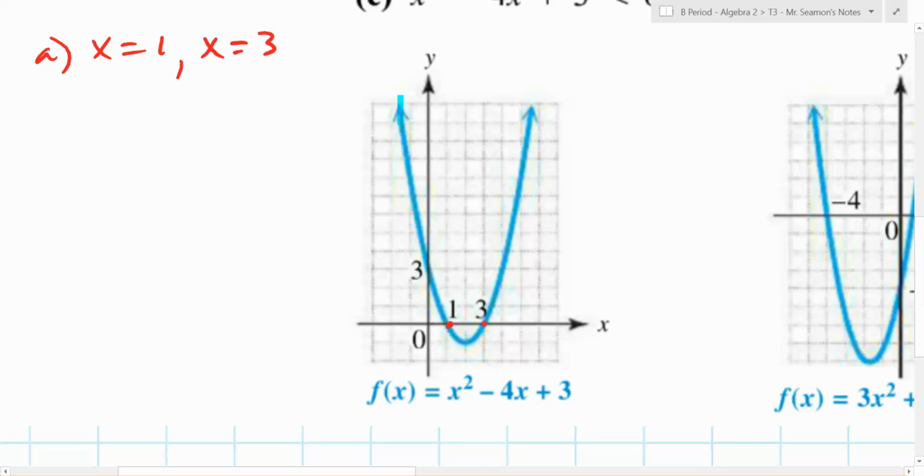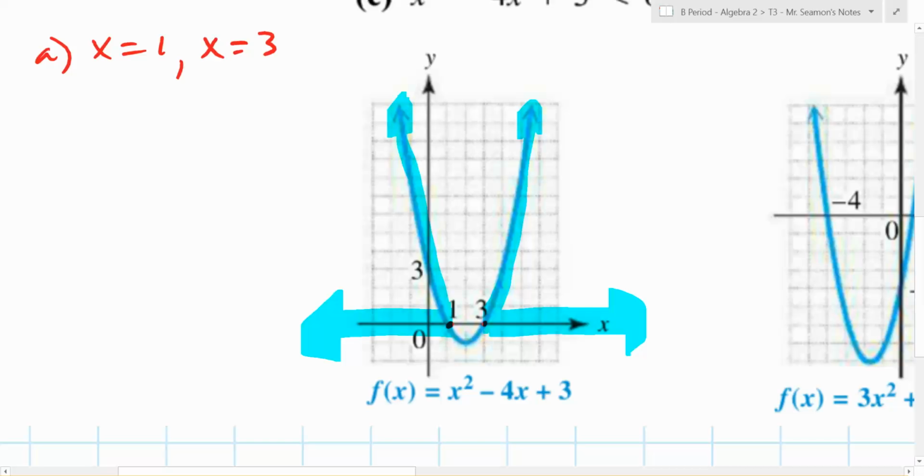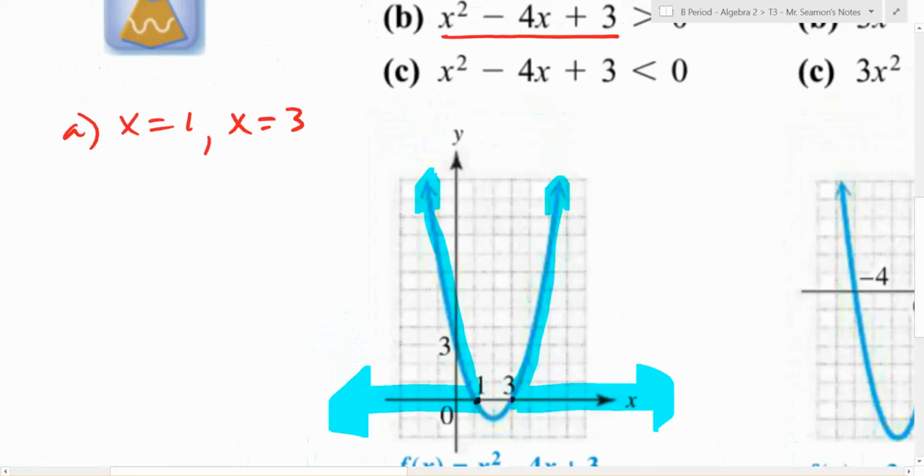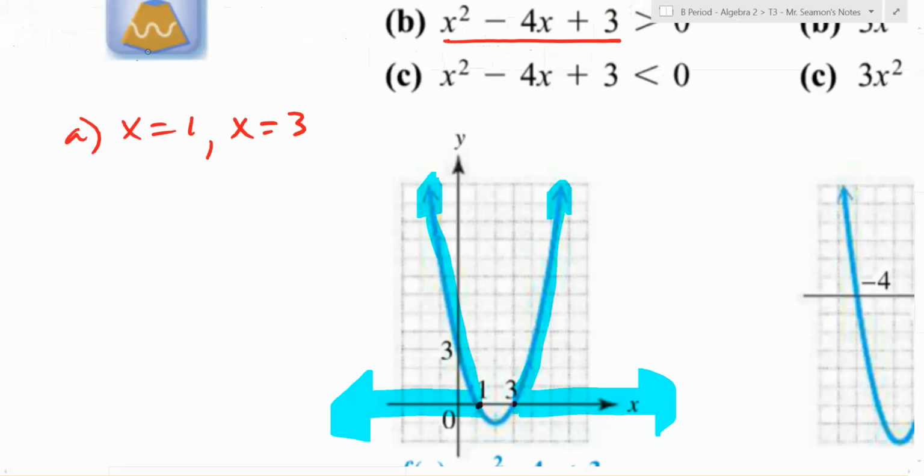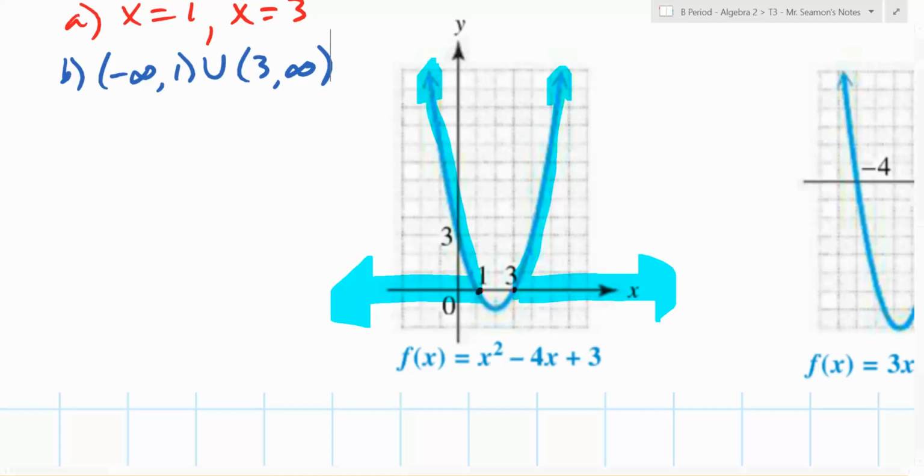Well, the graph is greater than 0 here, right? And it's also greater than 0 here. What are the x values for there? No, to the left of 1 and to the right of 3. What are the x values? Correct, exactly. So for this one, it's going to be negative infinity to 1, and not including 1, because at 1 it's equal to 0, right? Union 3 to infinity.